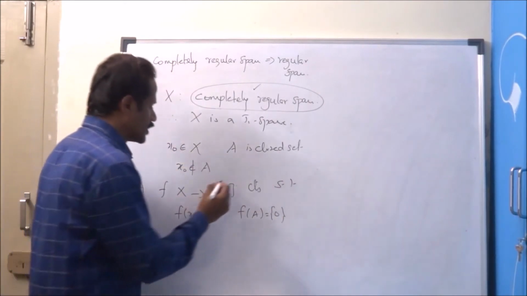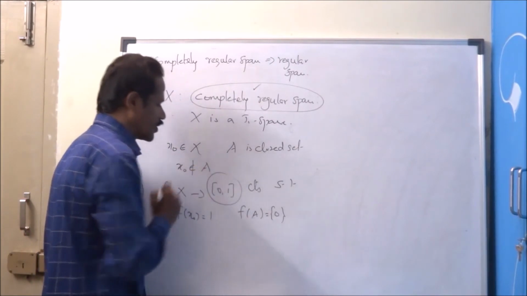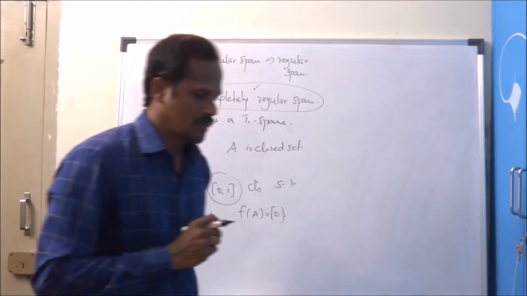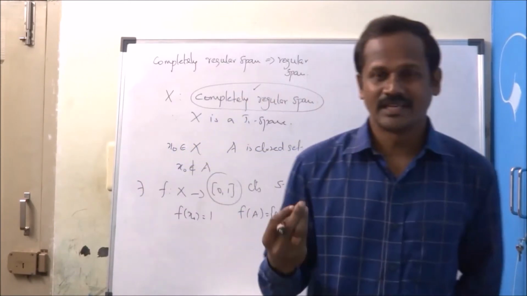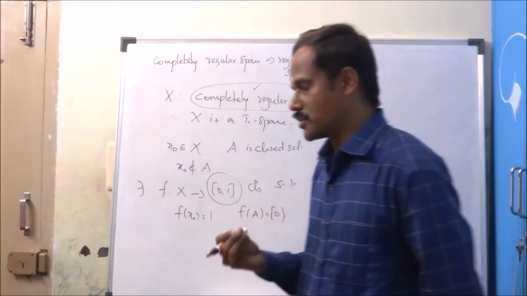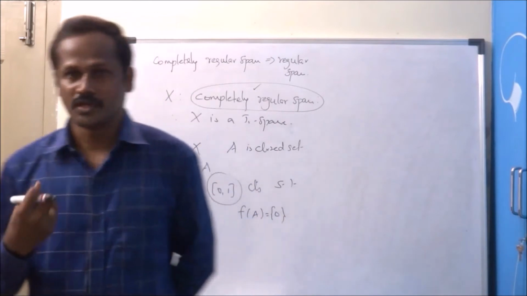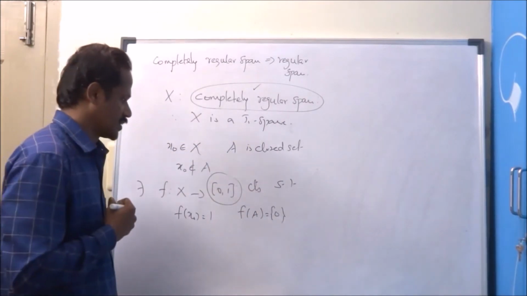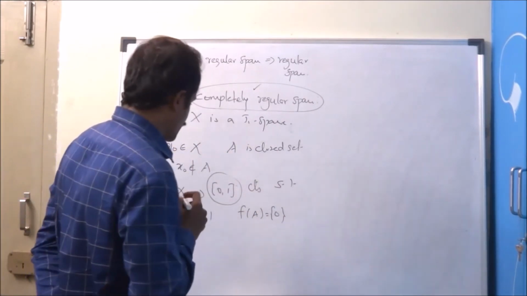Now, look at the codomain, the closed interval [0, 1]. It is a subset of R, so it inherits the usual topology on R as a subspace topology.